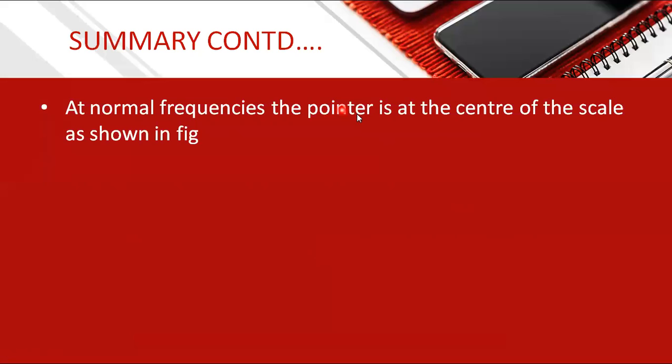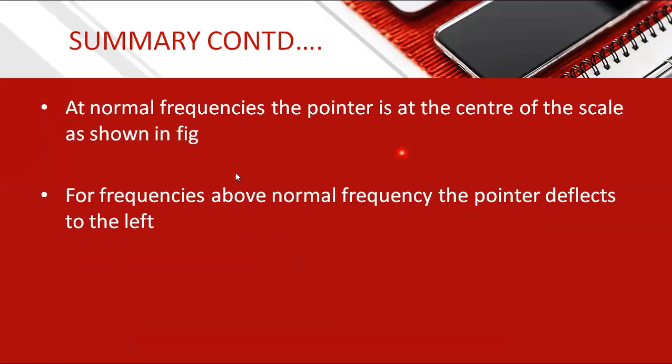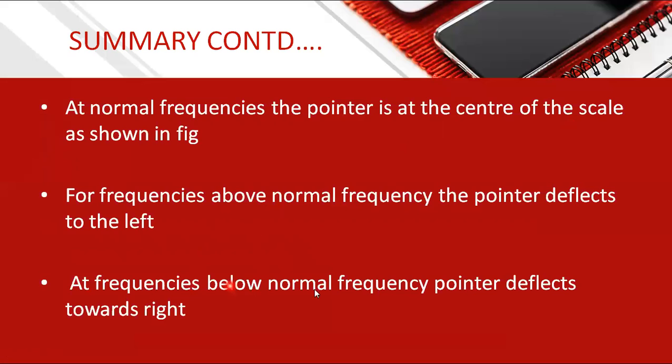At normal frequencies, the pointer is at the center of the scale, as shown in the figure. For frequencies above normal, the pointer deflects towards the left for the condition of the circuit as mentioned in our figure. Now, if the frequencies are below normal, the pointer deflects towards the right side or clockwise.